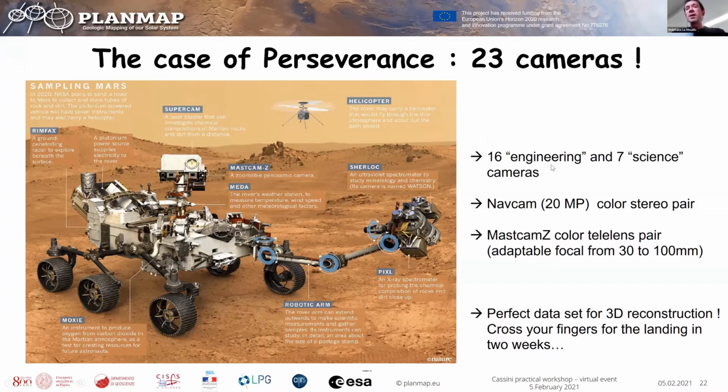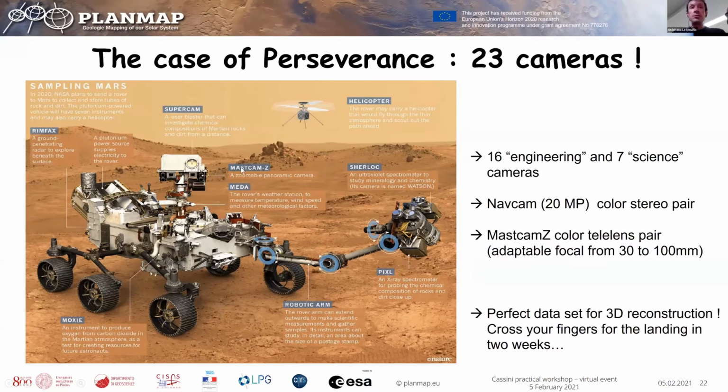And what is very, very cool is that the navigation cameras of Perseverance, which are its two eyes, will be stereo cameras again, but they will be in color instead of black and white. And they will be 20 megapixel cameras instead of 1 megapixel cameras for Curiosity. So it will produce an exceptional data set for 3D reconstruction.